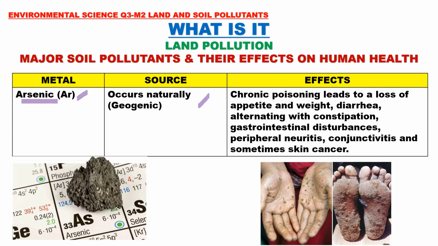Effects: chronic poisoning leads to a loss of appetite and weight, diarrhea alternating with constipation, gastrointestinal disturbances, peripheral neuritis, conjunctivitis, and sometimes skin cancer. So if our soil is contaminated with arsenic, these are some of the effects that will happen to that infected person.